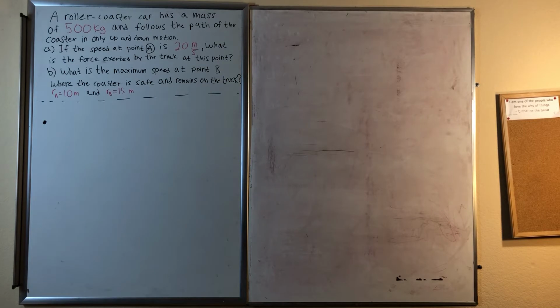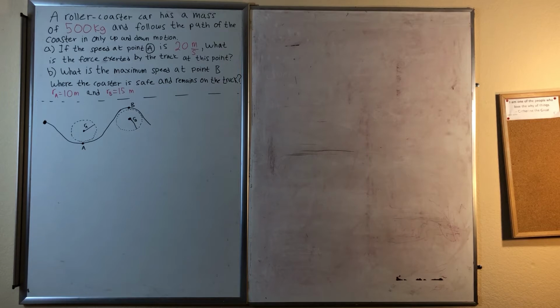Let's draw the picture for the problem. The coaster has tracks that move up and down like this. Point A is here and point B is here. Let's dot out circles first from point A with a radius r sub A. Also dot out circles for point B with a radius r sub b.